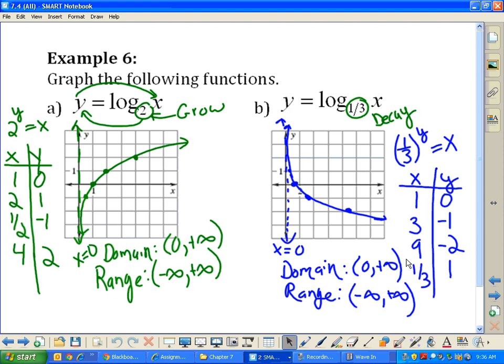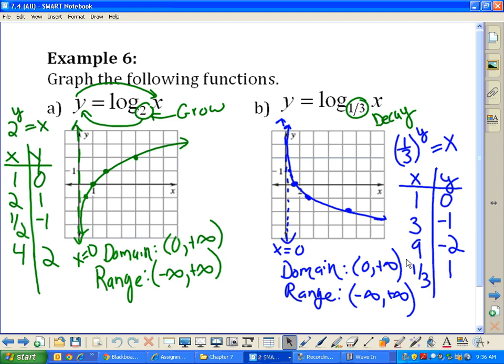And then I was like, well, I should probably have a couple fraction values there because I know this has an asymptotic behavior. If I just let my y value be 1, 1/3 to the first power is going to give you 1/3 for your x value. So this is the T-chart that I graphed.